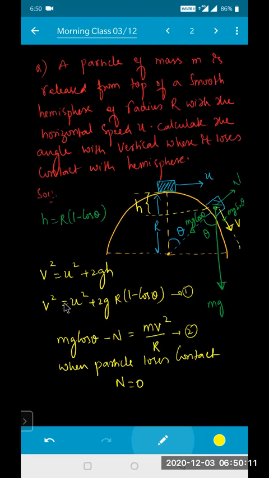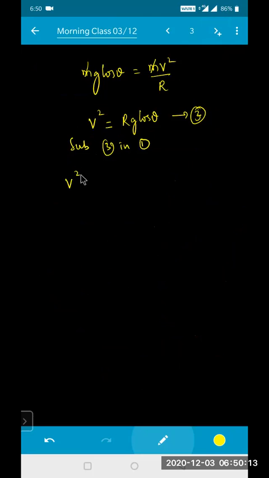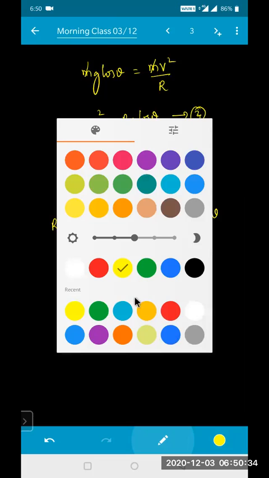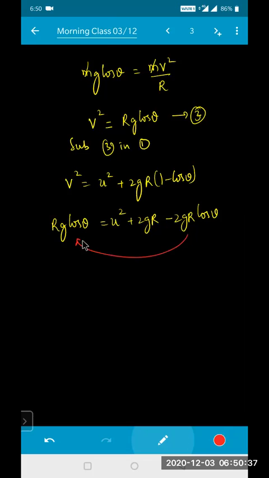In equation 1, v square is equal to u square plus 2g into R into 1 minus cos theta. In place of v square, we put Rg cos theta, so Rg cos theta is equal to u square plus 2gR minus 2gR cos theta. This minus term of cos theta you take on this side. So this will become Rg cos theta plus 2gR cos theta, so this will become 3gR cos theta.